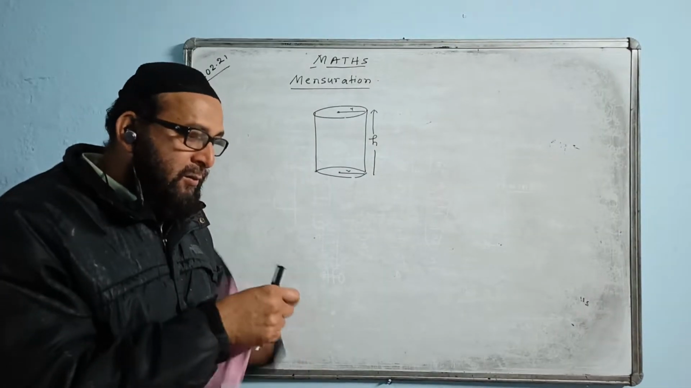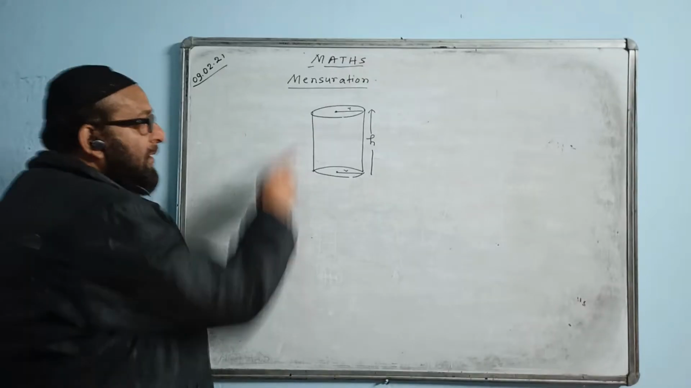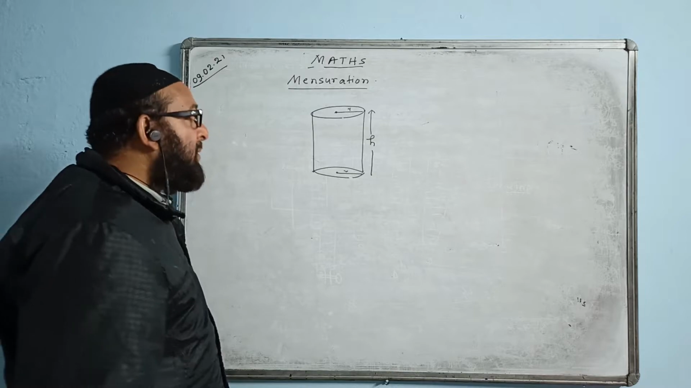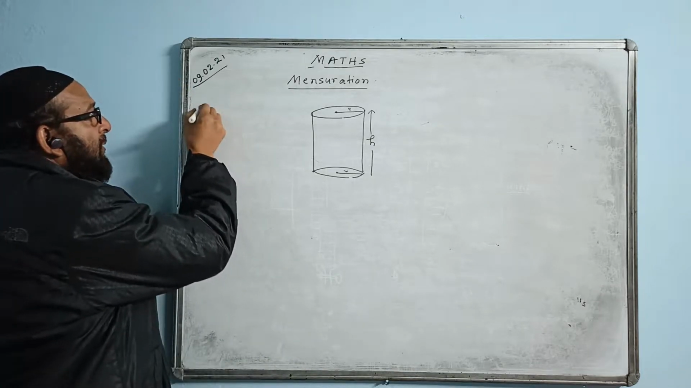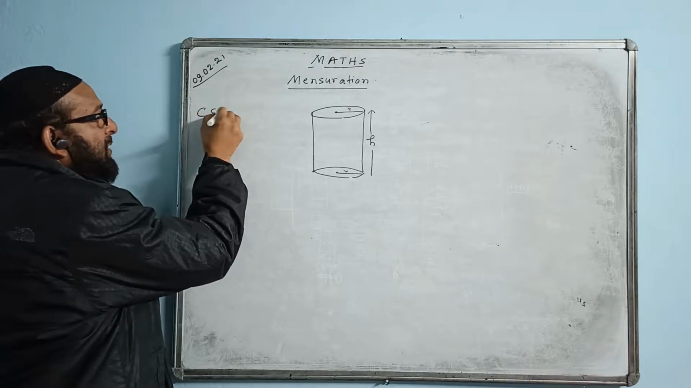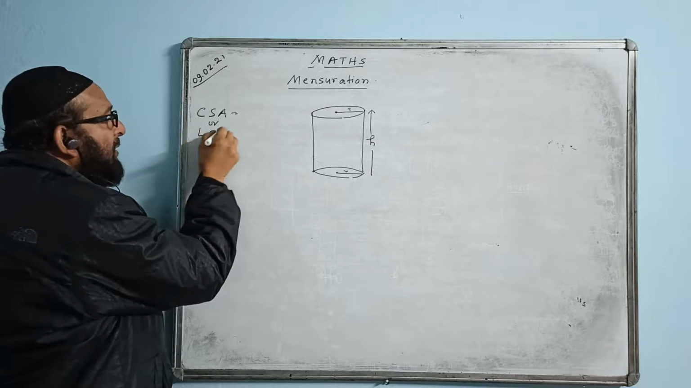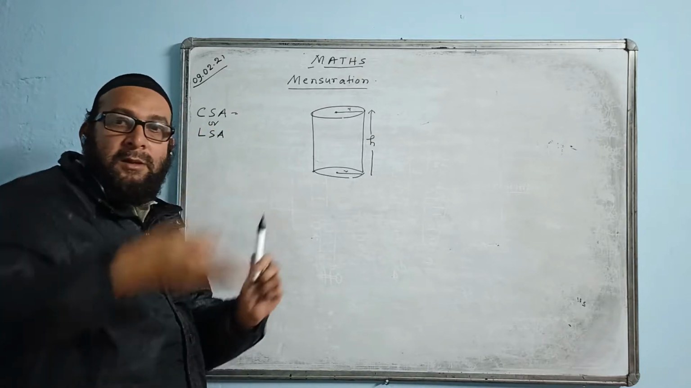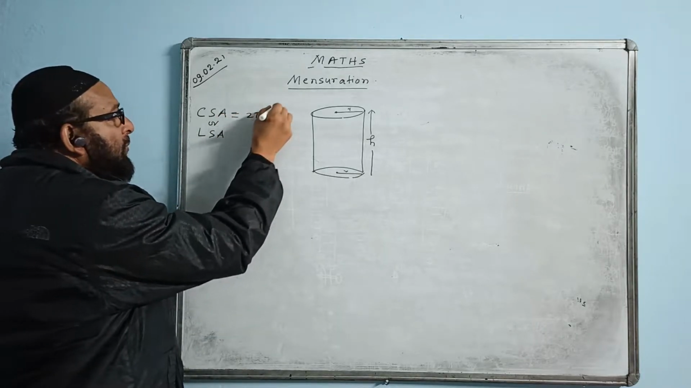We have only cylinder and cone. In the cylinder, the formula right now: cylinder curved surface area, CSA. CSA means curved surface or lateral surface area, LSA. LSA means side only. For the side one, the formula we have is 2 pi RH.